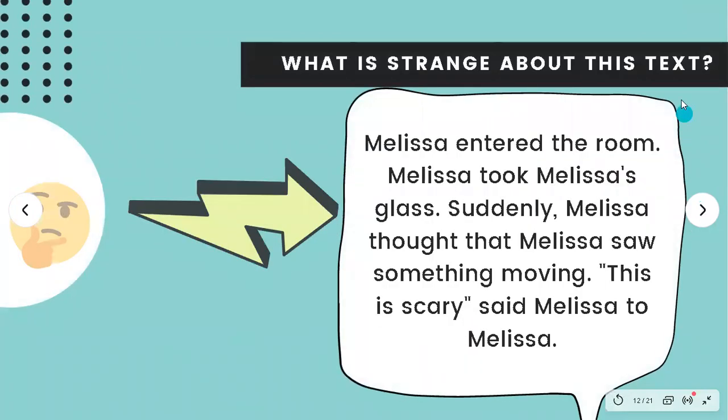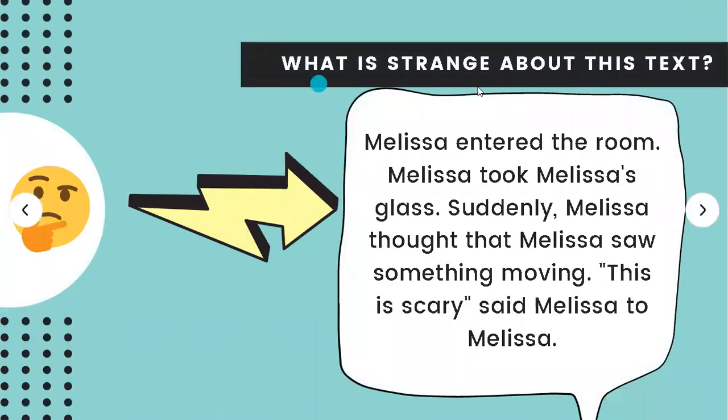So, question for you. What is strange about this text? ¿Qué es raro aquí? Melissa entered the room. Melissa took Melissa's glass. Suddenly, Melissa thought that Melissa saw something moving. This is scary, said Melissa to Melissa. What is missing here? ¿Qué nos falta aquí? We are missing pronouns. Estamos aquí extrañando un poquito los pronombres. ¿Por qué? Porque suena muy redundant, right? Very repetitive, muy repetitivo. And that's why pronouns help us a lot.